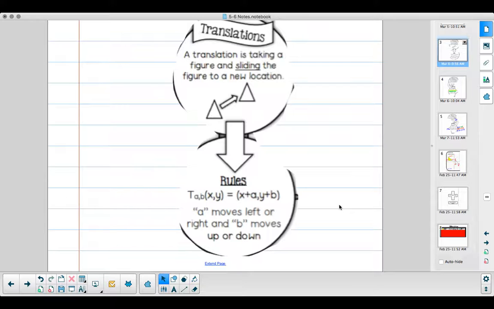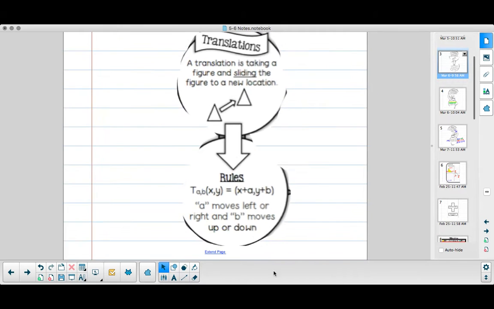Hi everyone. Today we're going to talk about translations. Translations are one type of transformation. Typically, they're done in the coordinate plane, and it's really just when you take an object or even just a point and actually physically slide it to a new location. So you may have talked about this in maybe grade 6, where you do flips, turns, and slides. So the translation is just a fancier way of saying a slide.